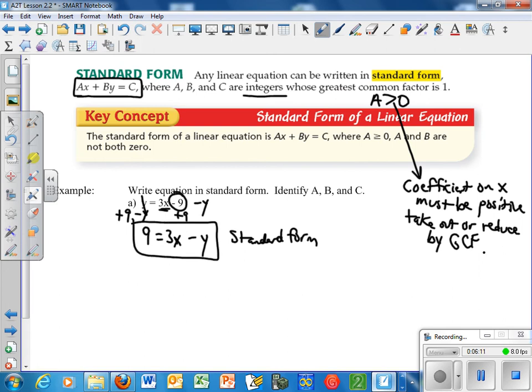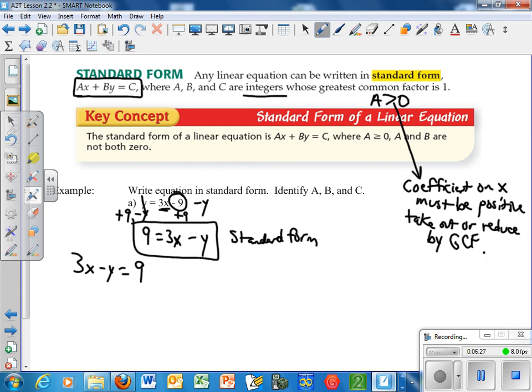Your x and y are on the same side. If you want to rewrite it as 3x minus y equals 9 and put your x term on the same side, you can change the sides of your equation, as long as you keep the signs the same. You don't have to do that. You can have the x and y terms on the right.